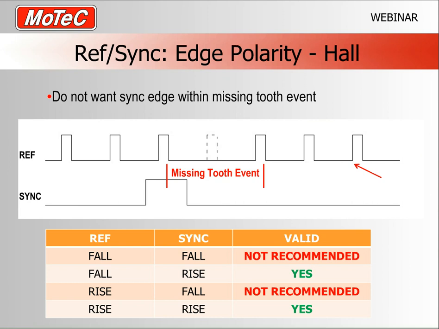Just as another one to have a look at, possibly once you rewatch this webinar: if we have a missing tooth event, and in this case I've got a fairly long sync signal there, you don't want to use a sync edge that falls within the missing tooth event. That can cause problems as well, again with teeth moving around. It's actually something we see fairly often on some of the motorbike engines these days. So you have to be a little bit careful about choosing the sync edge in that case, because you don't want the edge that falls within the missing tooth event.